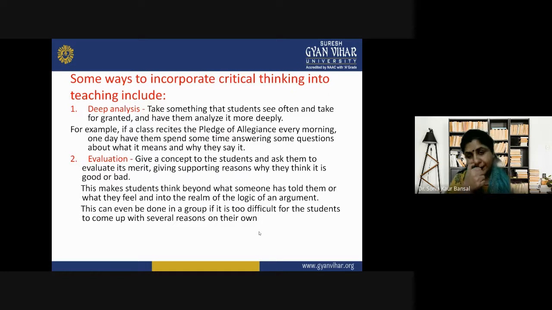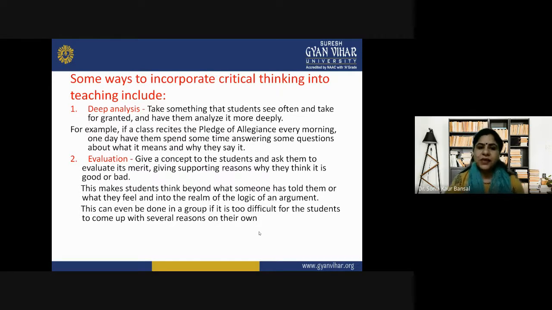So deep analysis of everything is required from the part of students, and it will only happen if you are asking some questions from them. If you are just throwing some light on why we are doing it. For example, the national anthem is sung in the schools maybe every morning in the assembly period, but why is it sung? Just do that brainstorming among your students.